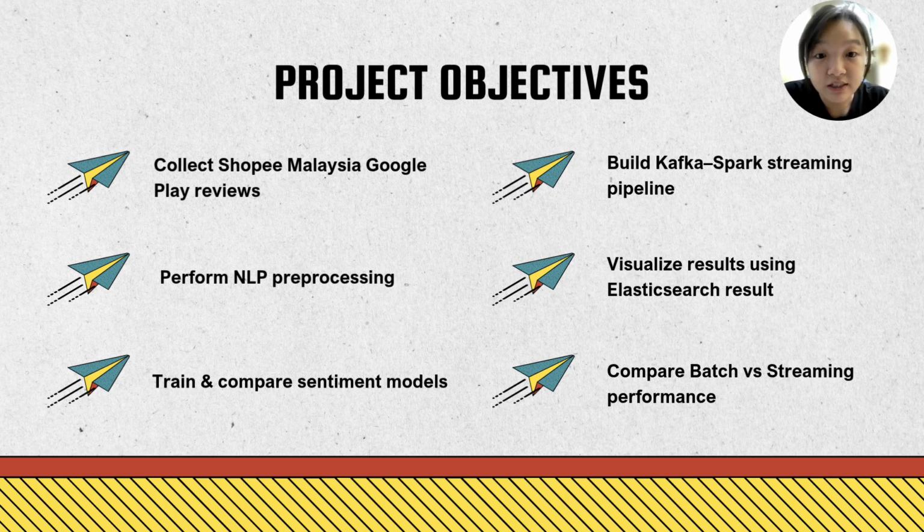For this project, we have 6 objectives that we want to achieve. First, we want to collect the Shopee Malaysia reviews from Google Play. Next, we want to build a streaming pipeline using Kafka and Spark. Then, we want to perform NLP pre-processing on our data. Next, we want to visualize the results using Elasticsearch. Fifth, we want to train and compare the sentiment models. Lastly, we want to compare the batch and streaming performance at the end of this project.